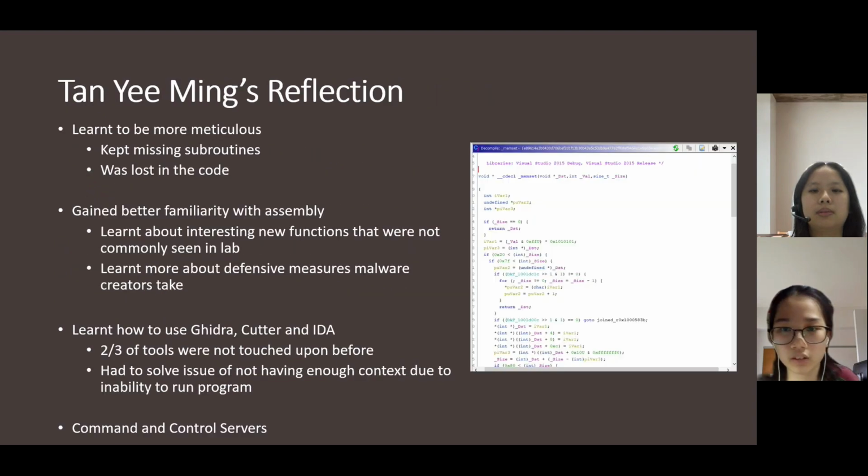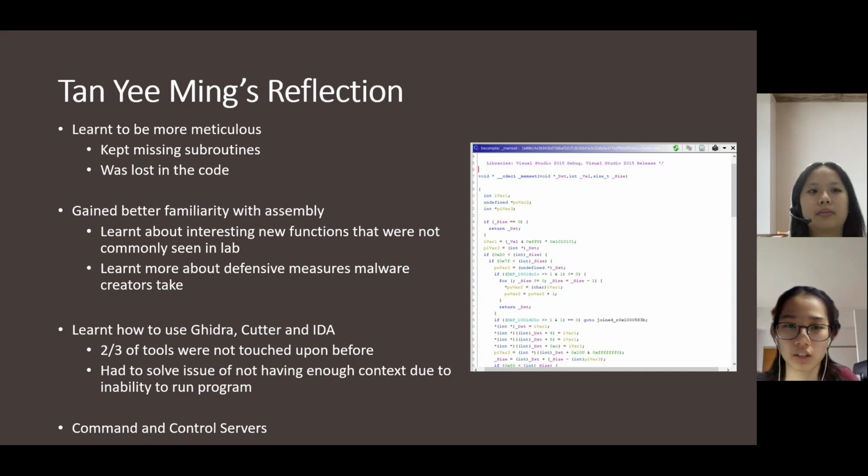So for my reflection, I have several learning points to talk about today. My first point would be that I learned to be more meticulous. During the project, I felt that I was rushing through the advanced static analysis, as I felt that there was a lot of code to go through.